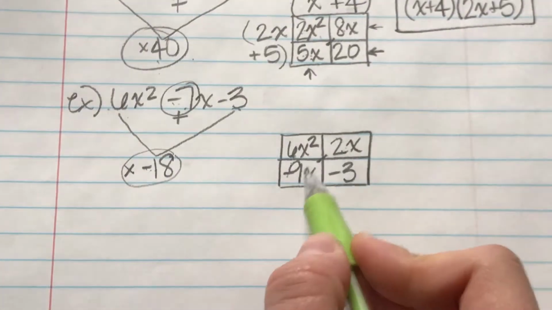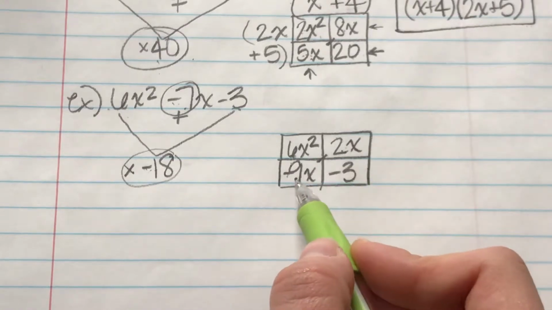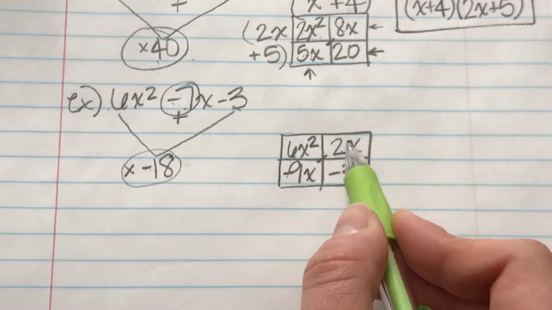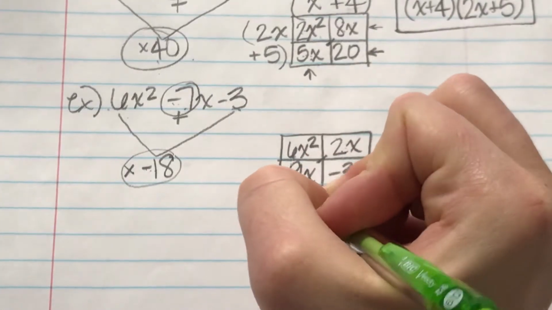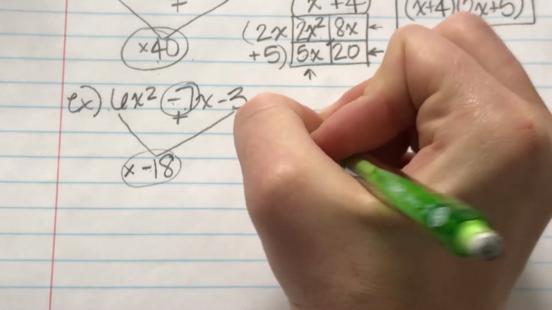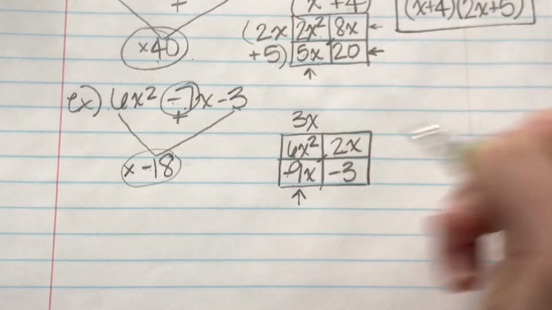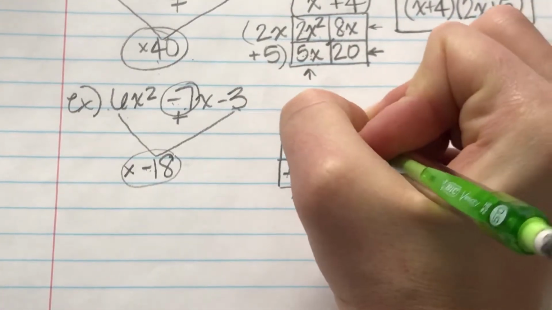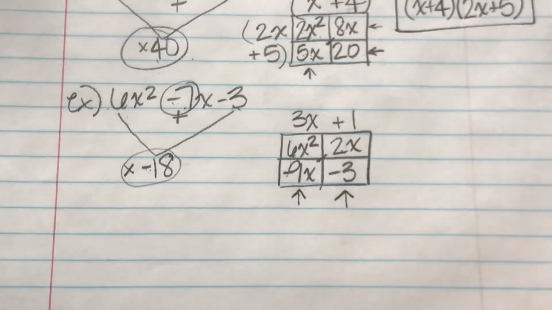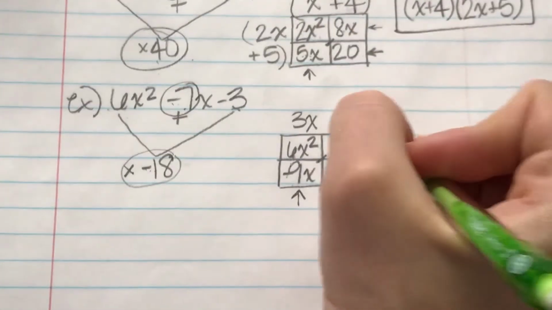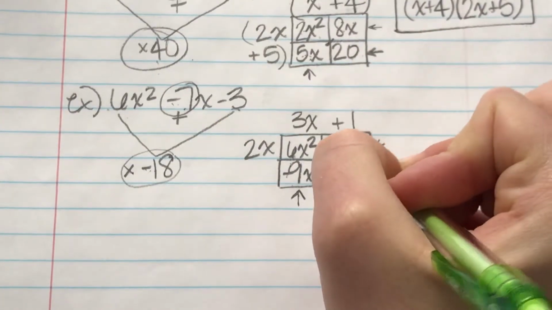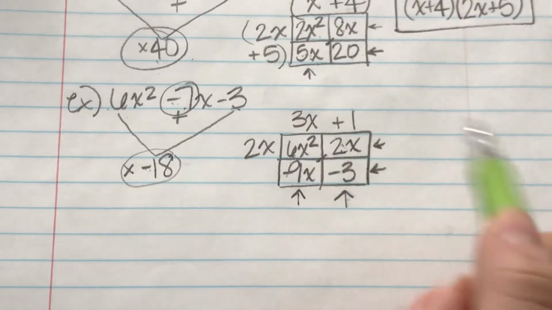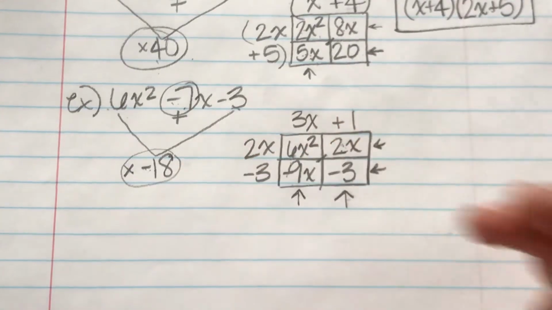It doesn't matter where you put these two. They will work out exactly the same. If you put the 9 up here and the 2 down here, you're just going to get your answer in a different location, but it doesn't matter. 6x squared and 9x have a 3x in common. 2 and negative 3 only have a 1 in common. There's nothing in common between those two. 6x squared and 2x have a 2x. Negative 9x and negative 3 have a negative 3 in common.